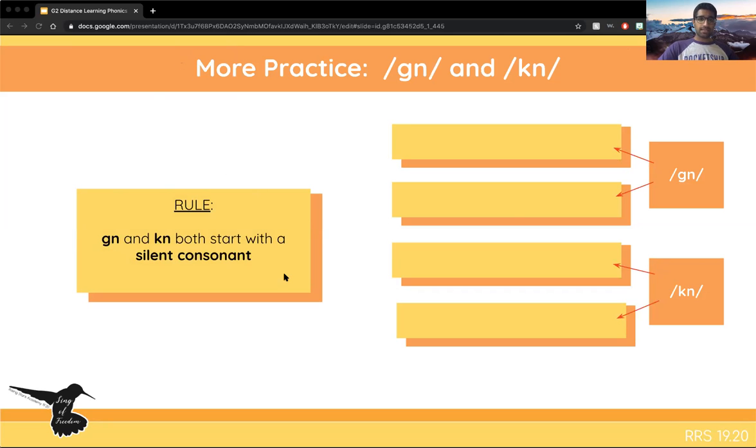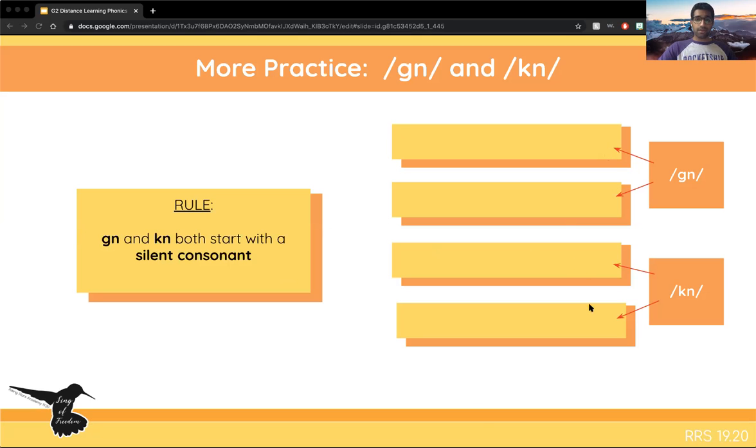Your second word is gnarl. Gnarl. That's a fun word. Remember, if you're just using the letter N, you're not utilizing our spelling pattern of the day. So make sure you're utilizing the letter N, but also the G or the K. So your first 2 words were gnash and gnarl.